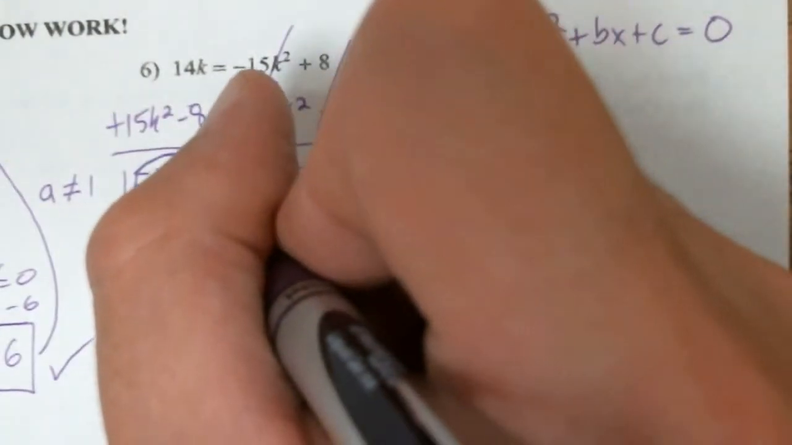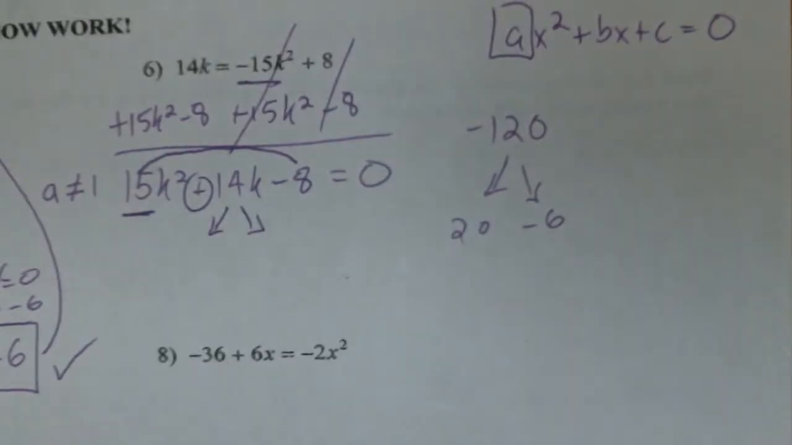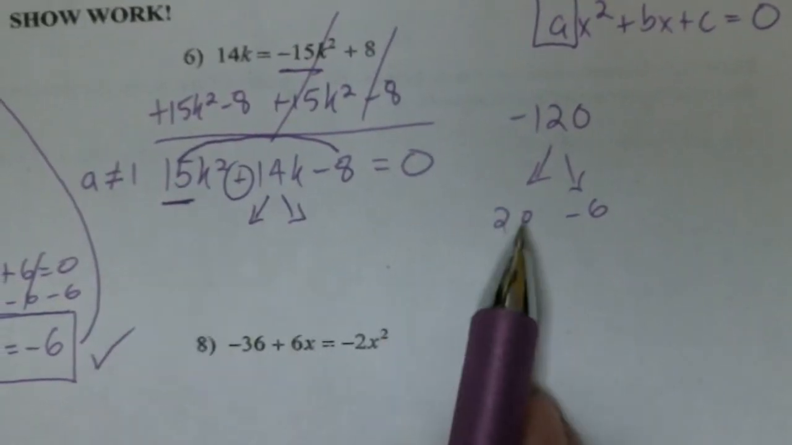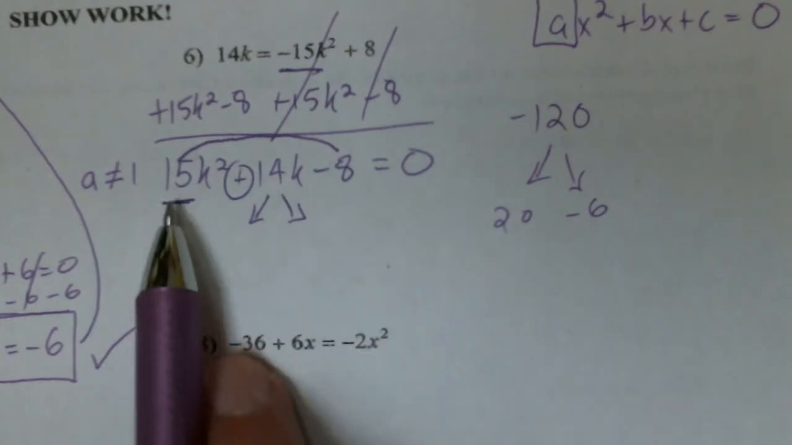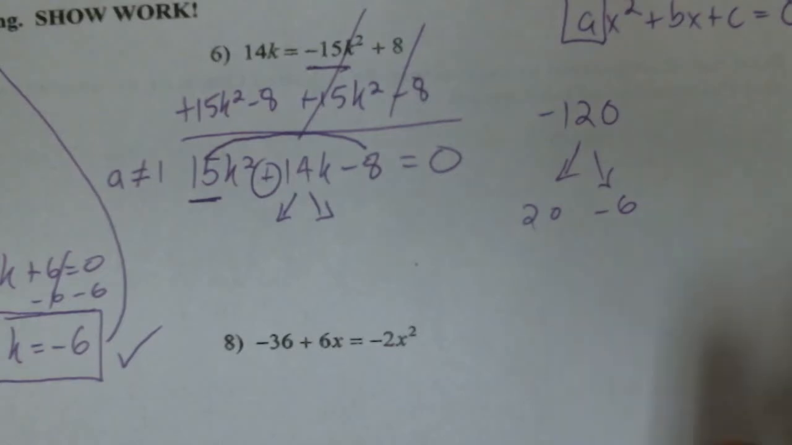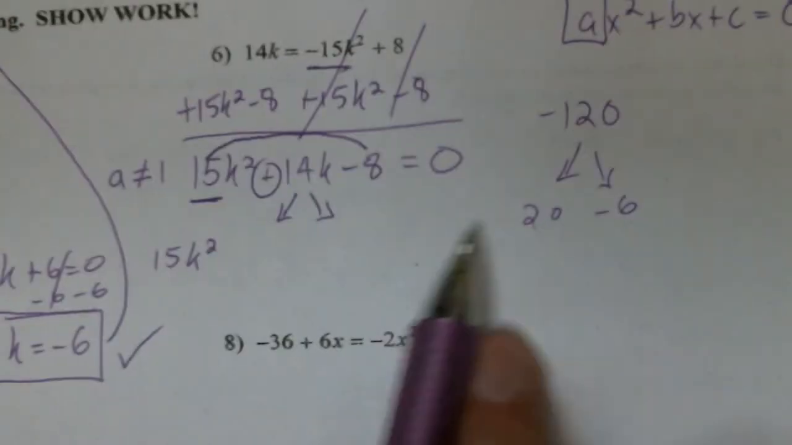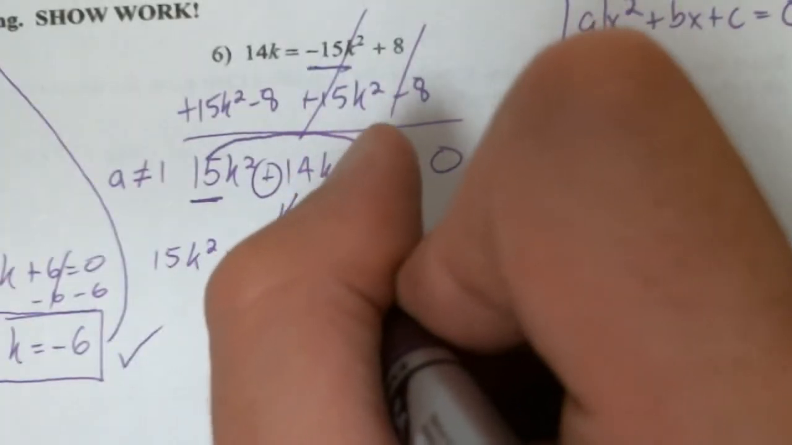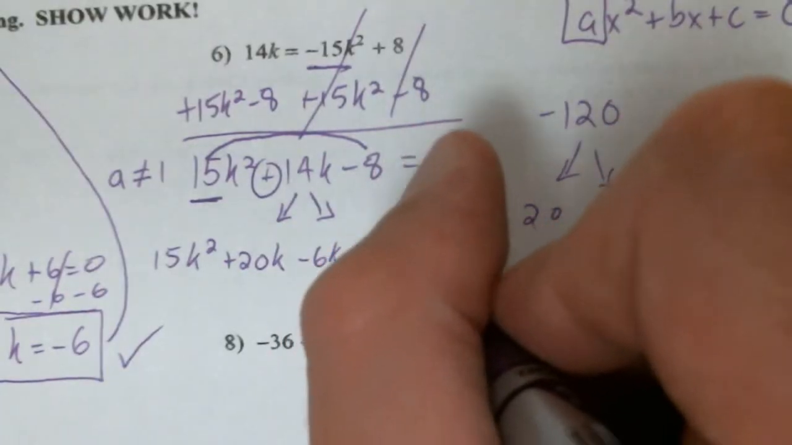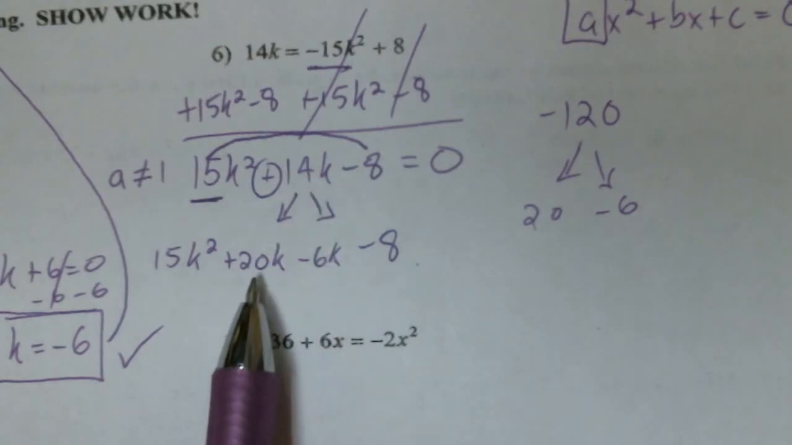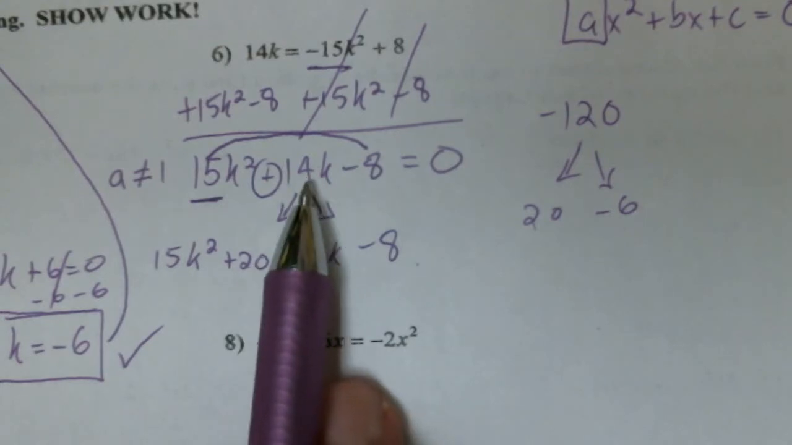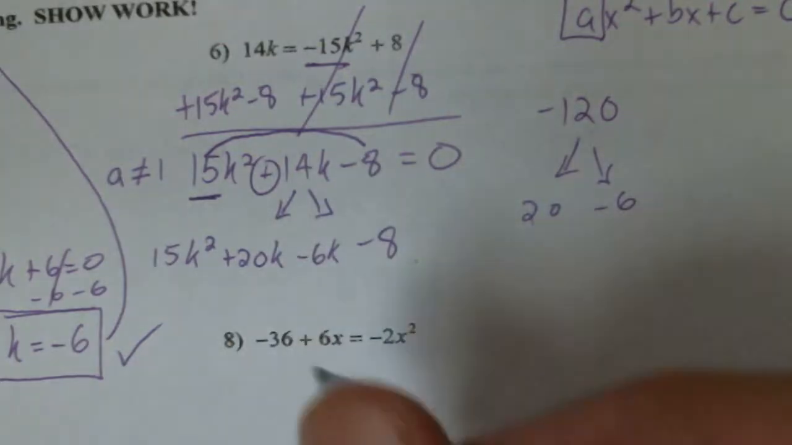Okay, so now is where I'm going to split this middle term, and we're going to factor by grouping. It doesn't matter whether you match up the 20 with the 15 or the 6 with the 15. I'll do the 20 since they're both divisible by 5. That makes sense to me. So I'm going to rewrite this as 15k squared, I'll put the 20k over here, and then the negative 6k, and then I just bring down the negative 8. All I've done, guys, is take 14k's and split that into 20k's and minus 6k's. That's still 14k's.